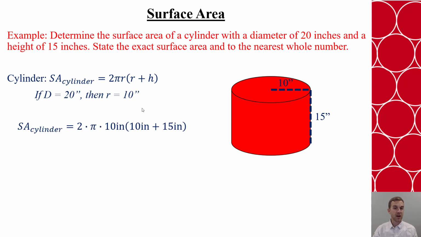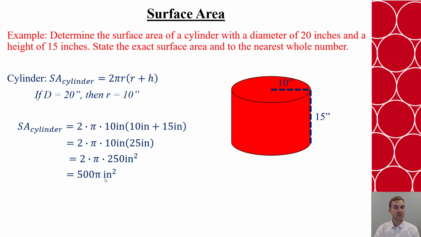Now I can substitute in my values. I know that this would be 2 times pi times 10 inches times the quantity 10 inches plus 15 inches. So I want to follow my order of operations. I'd add inside my parentheses first, and then I would multiply all of my numbers together. So I'd have the 250 square inches, and then I would multiply by the 2, and then write the times pi just to keep it in some format to get me the exact surface area. So this is 500 pi square inches. And if I rounded that to the nearest whole number by multiplying by 3.1415, which we've mentioned before, that will get me about 1,571 square inches.